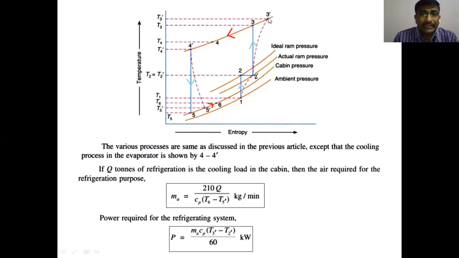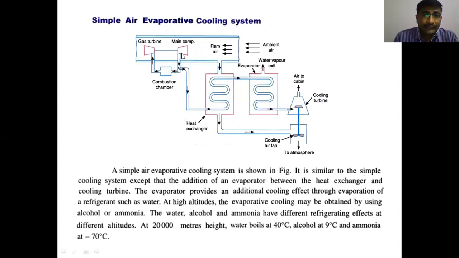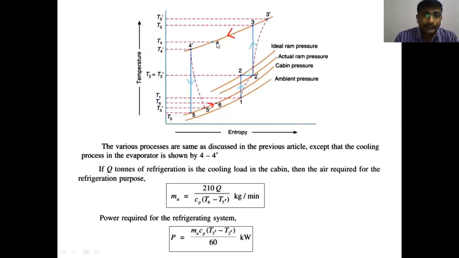From this 3 dash, the air enters the heat exchanger. After compression, the air enters the heat exchanger. In this heat exchanger, the temperature of air is reduced from 3 dash to 4. 3 dash to 4 is the temperature reduction in the heat exchanger by using the ramming. Then further cooling takes place at constant pressure from 4 to 4 dash in the evaporative vessel by using the evaporative liquid.